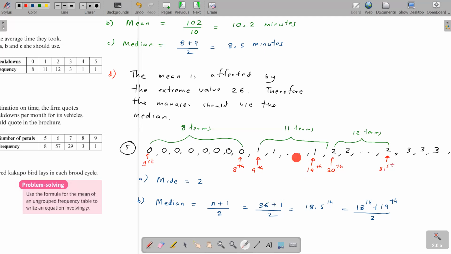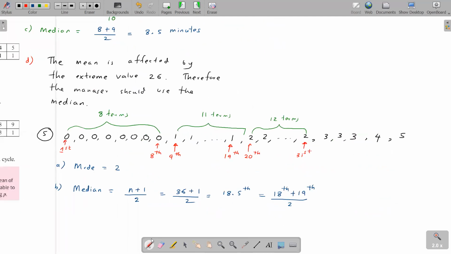All the values in between are 1s, right? So which means the 18th term is also 1. So 18th term is 1, 19th term is 1. 1 plus 1 divided by 2, which is 1. And your median is 1.